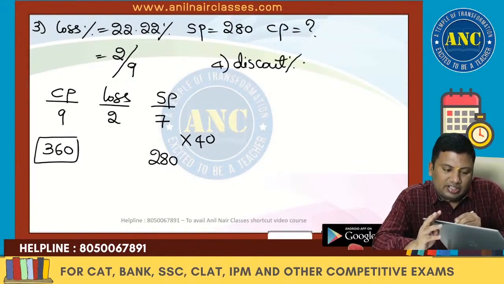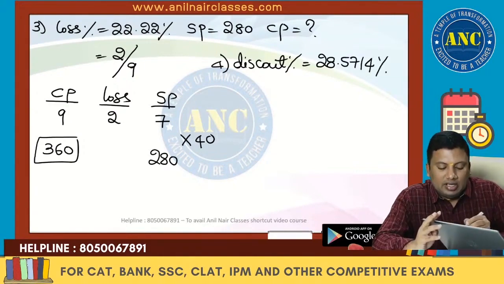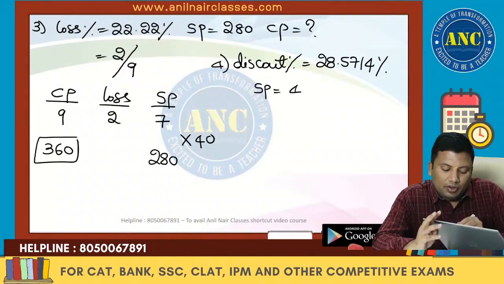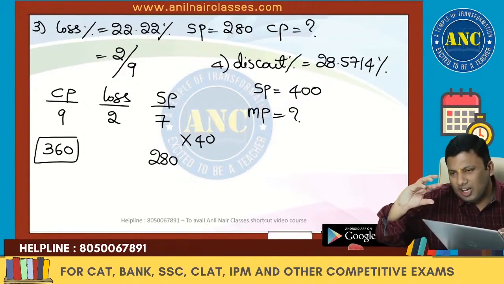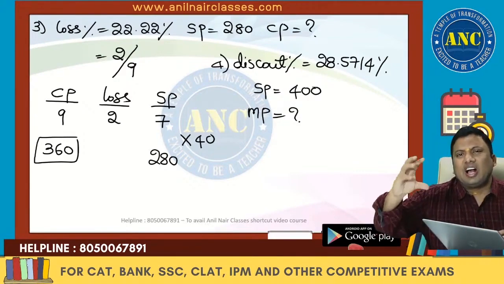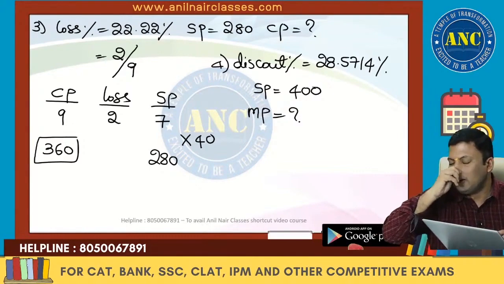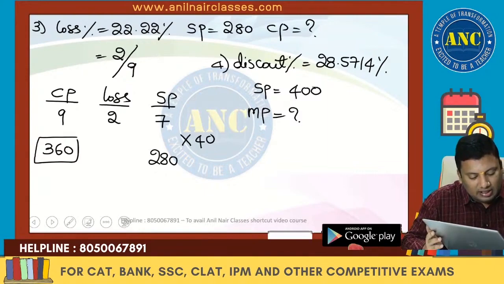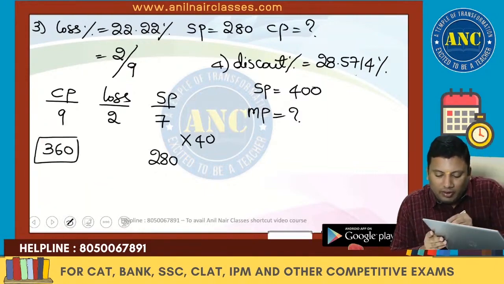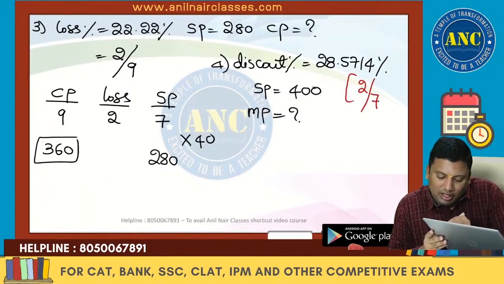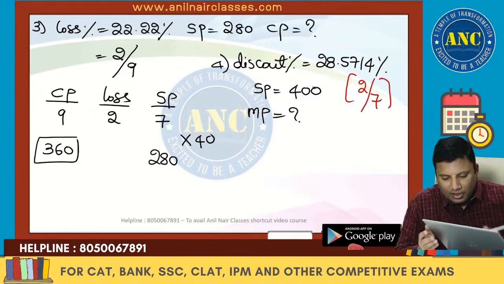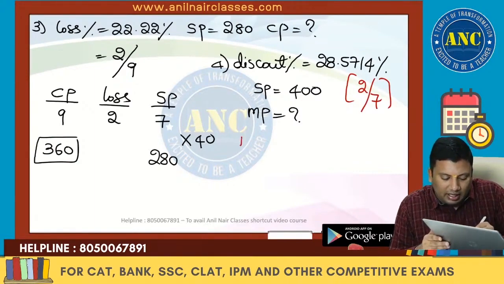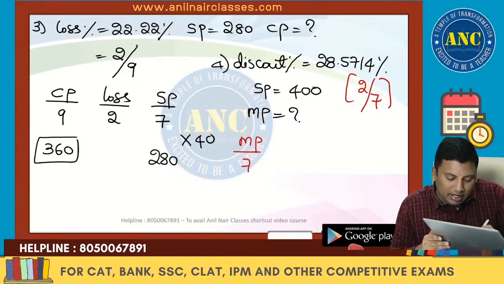Discount percentage is 28.5714 percentage, selling price is 400. What is market price? Whether it is a cost price or selling price, whether it is markup or discount, it's all about understanding the concept. Selling price is 400. Discount 28.5714 is nothing but 2 by 7. So that means the denominator, the price marked on the product, is 7.